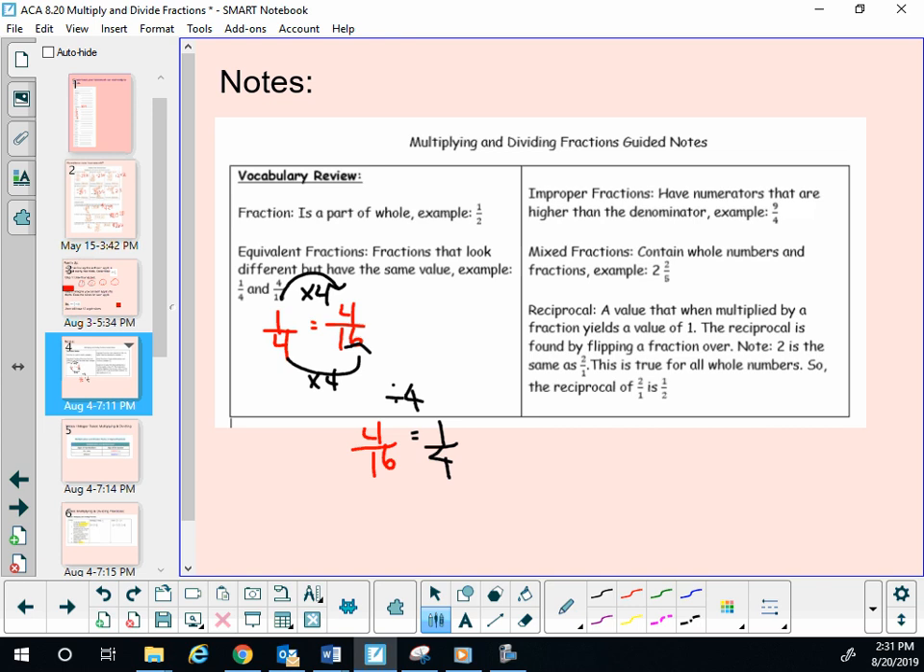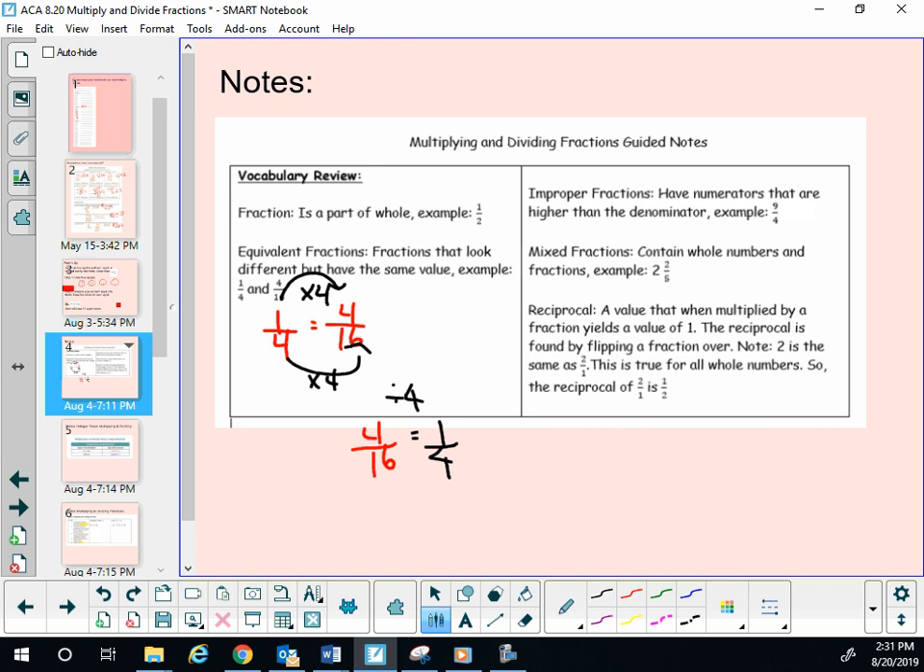The other definition we are reviewing is an improper fraction. An improper fraction has a numerator that's bigger or higher than the denominator. So the number at the top is bigger than the number at the bottom. An example is 9/4.